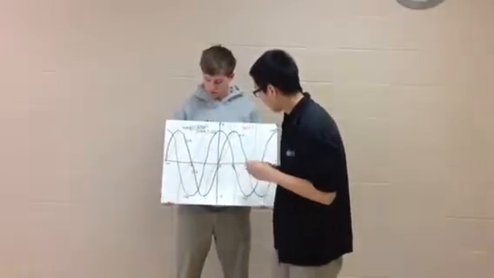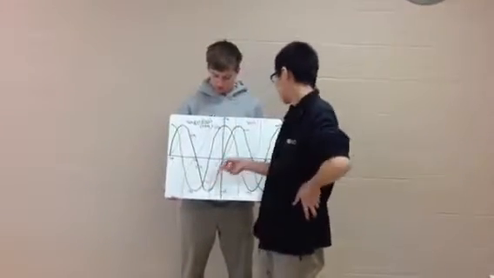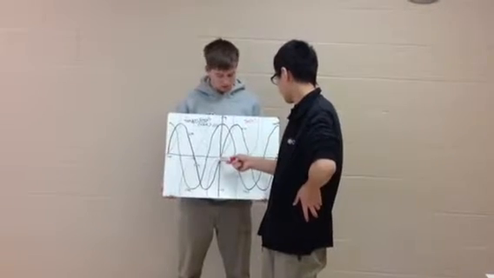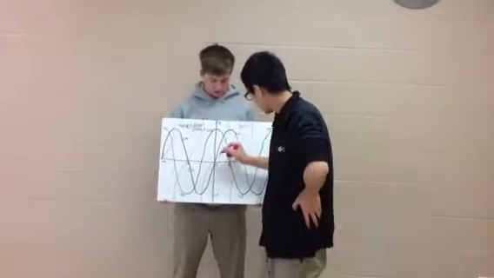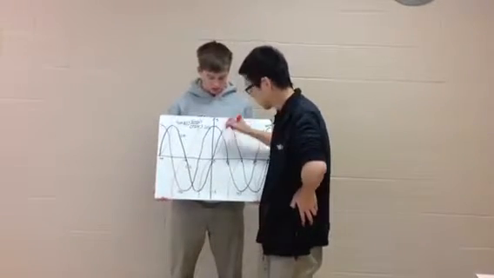And when it's from 0 to pi over 2, while sine x is increasing, the cosine x is decreasing.